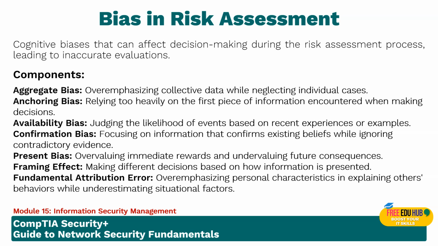Then we have the framing effect. The framing effect influences decisions based on how information is presented rather than the information itself. For example, the way potential losses or gains from a certain security investment are framed can significantly affect the decision-making process. Then we have the fundamental attribution error. This bias involves overemphasizing personal characteristics to explain someone's behavior while underestimating situational factors, etc.